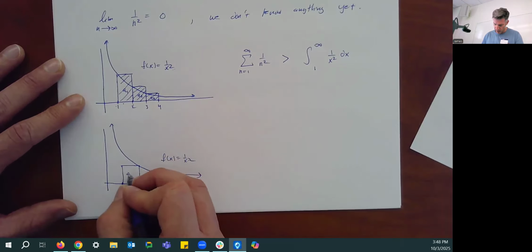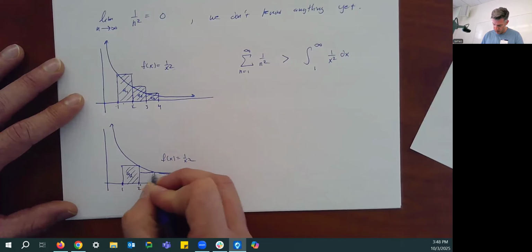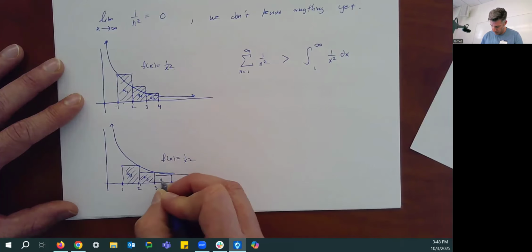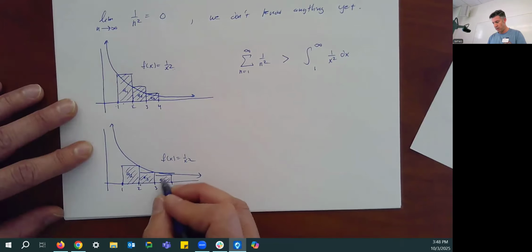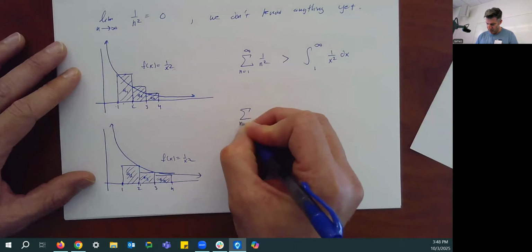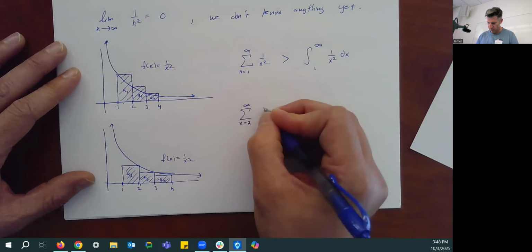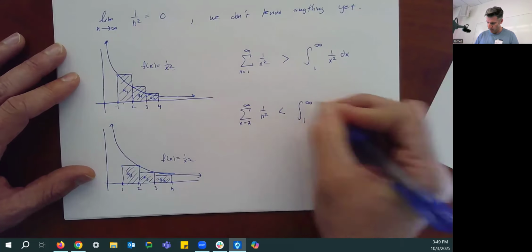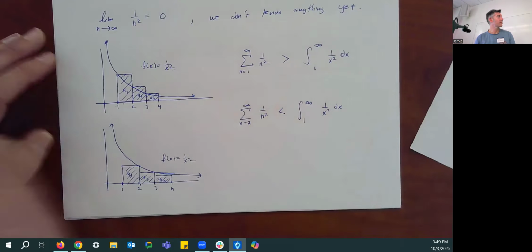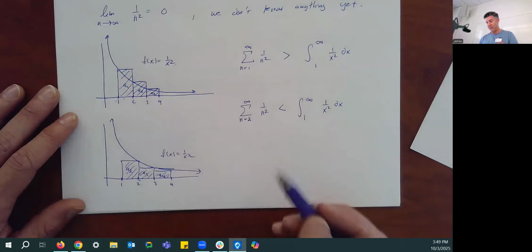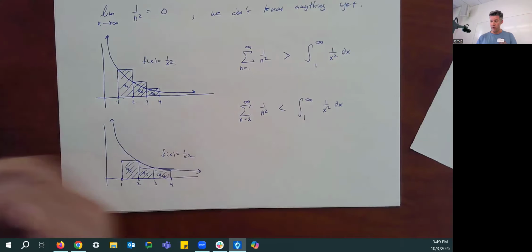So this rectangle has an area of A2. And this next rectangle is going to have an area of A3. And this next rectangle is going to have an area of A4. So what I could say here is the sum from n equals 2 to infinity of 1 over n squared is less than the integral from 1 to infinity of 1 over x squared. And if I wanted to make it so I actually had the right summation, I would add on 1 to both sides, or whatever my first term was in general.